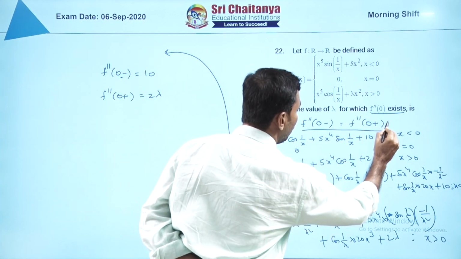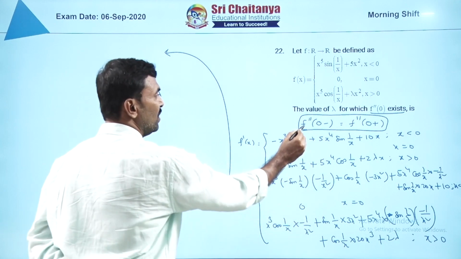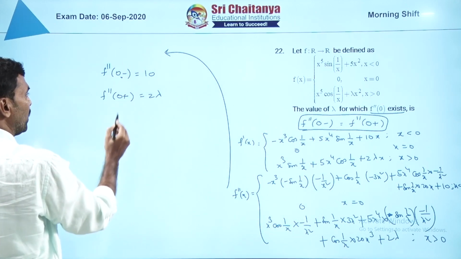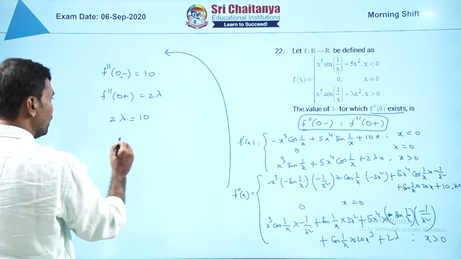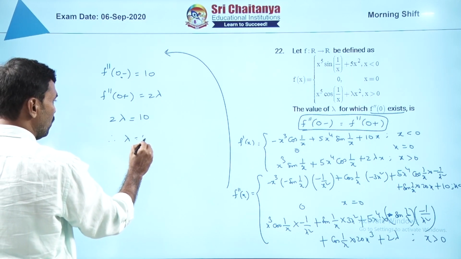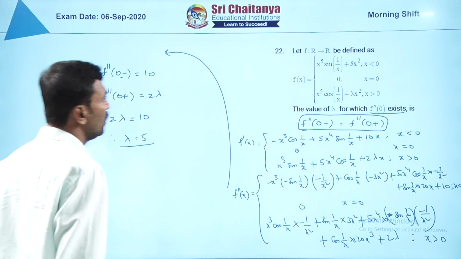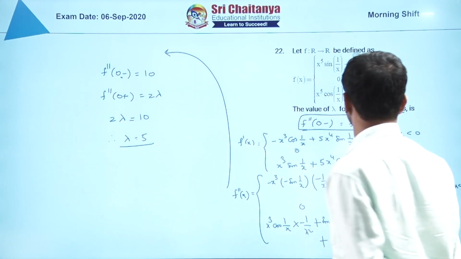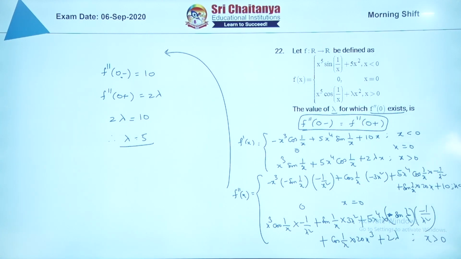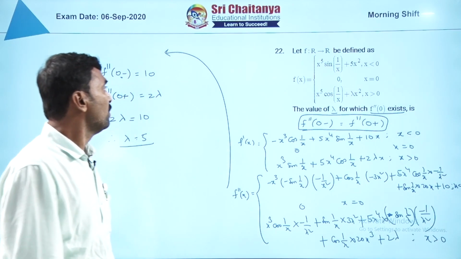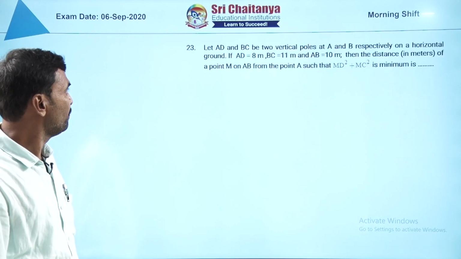But f double dash 0 exists. So, left hand derivative is equal to right hand derivative, therefore, 2 lambda is equal to 10, therefore, lambda is equal to 5. So, lambda is equal to 5 is the answer. He is asking you to find the value of lambda. So, lambda value is 5. So, the answer is 5 in this integer type question, secondary 22nd. We will go to 23rd problem.